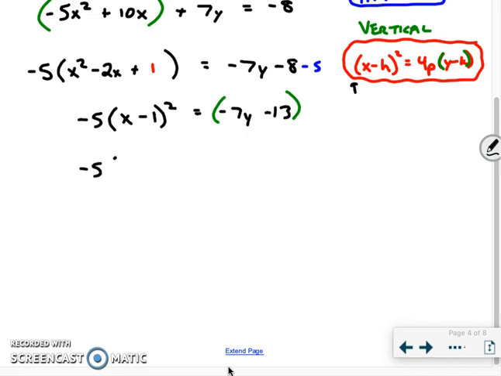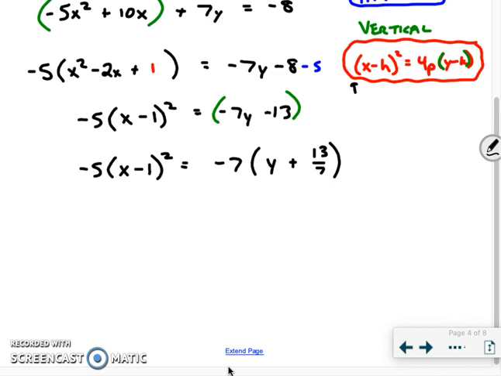So if we're to rewrite, on my left side we have negative 5 times quantity x minus 1 squared is equal to, I have to factor out the negative 7. In doing that, I know this seems like an odd step. If I factor out the negative 7, that's going to leave me with y plus 13/7. So I know that some of us are thinking, geez, that's a messed up or weird looking k value of negative 13/7.